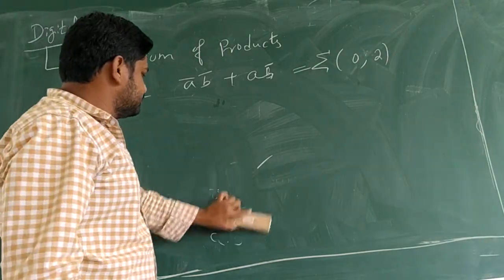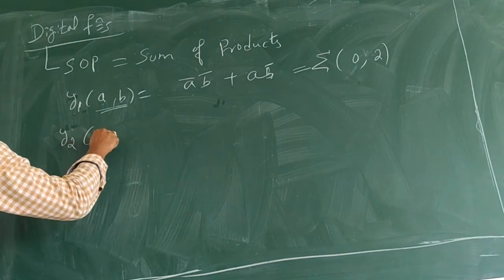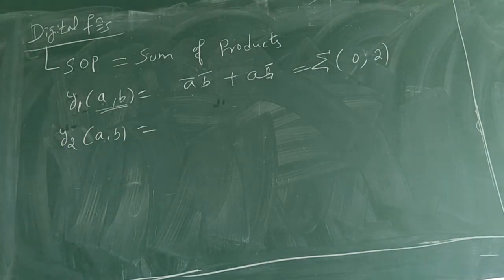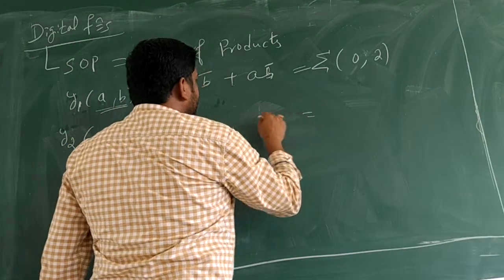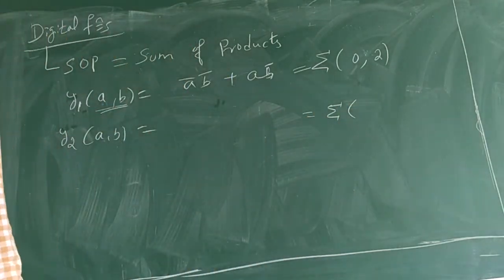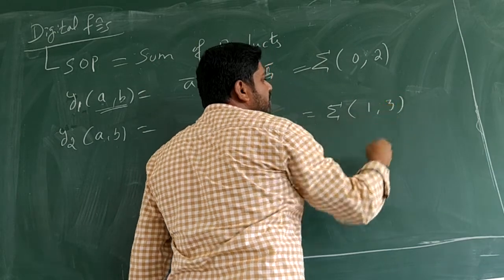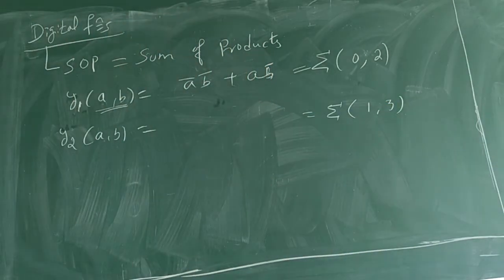So let's write the second function. Now I am taking the representation. So here y2 is a function of two variables. Now I will write summation. Please write expanded format. So here I will write 1, 3. So y2 is a digital function of two variables A, B, and it is SOP for 1 and 3.